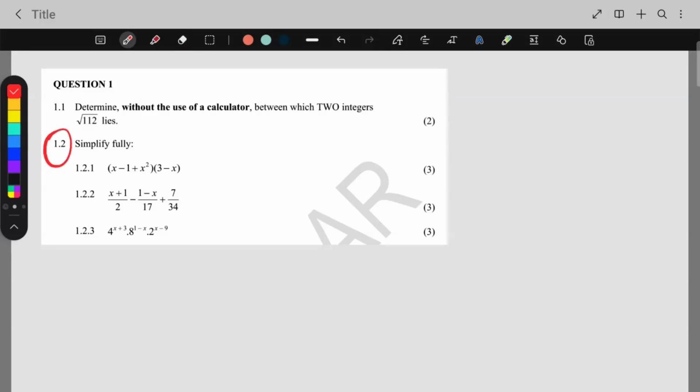So our next question says, simplify the following, which means if there's brackets like this question, we have to remove it and add the like terms. So I'm going to remove the brackets, and then I'm just going to add the like terms. And I'm going to stop there. Okay, so let's do this. So I'm going to write 1.2.1, and I'm going to write the question down again.